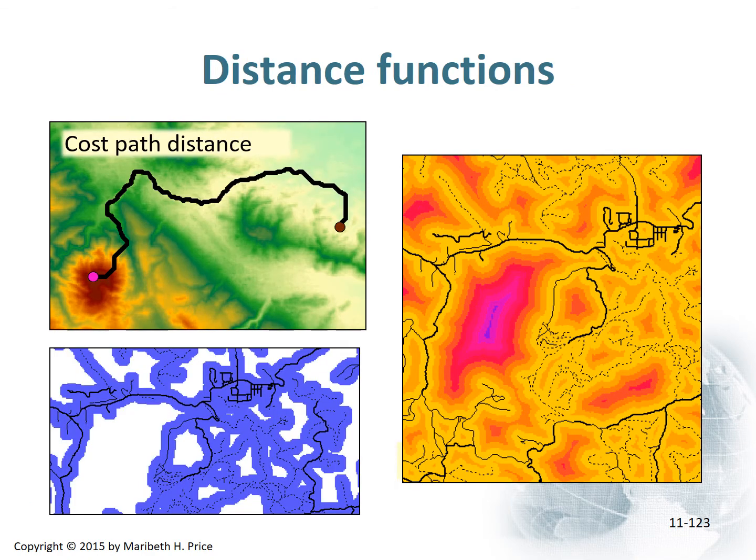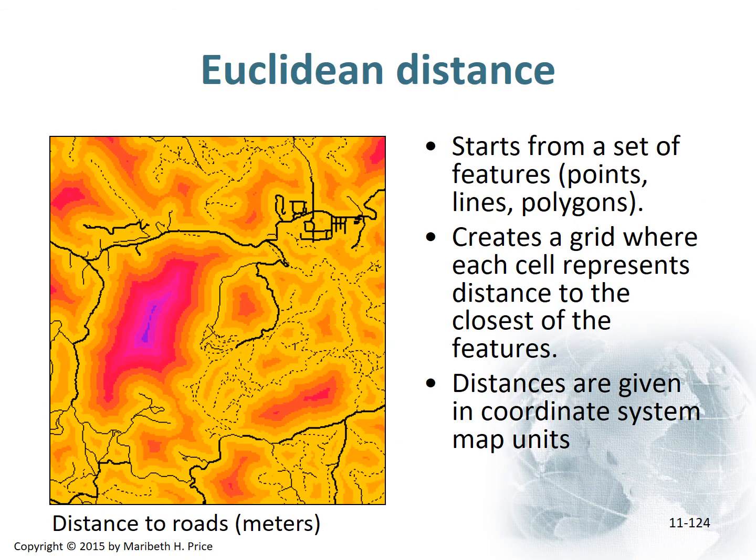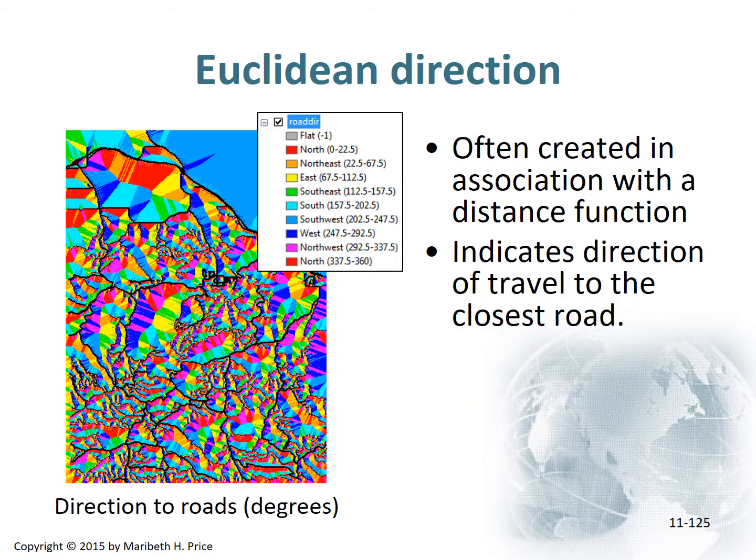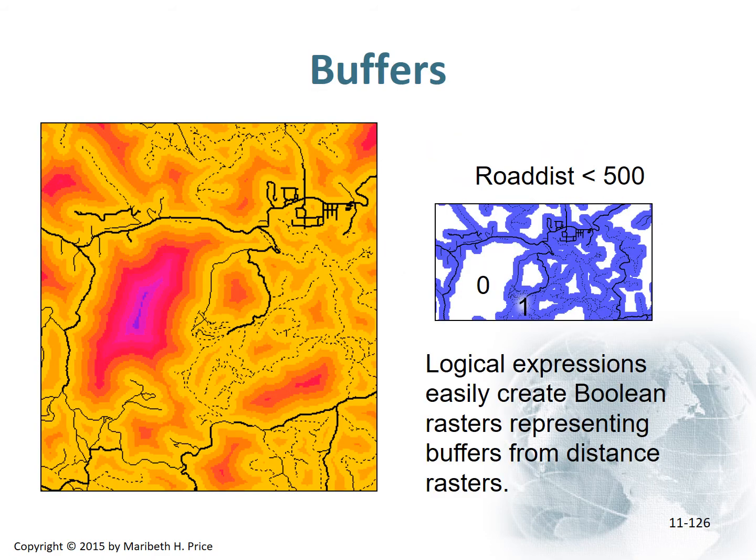Distance functions can be simple like a cost path or a buffer or a continuous distance layer. Euclidean distance starts from a set of points and lines that creates a grid looking for the distance to the closest feature. Euclidean direction is similar, but it indicates the direction of travel to the closest feature. Talked about buffer.